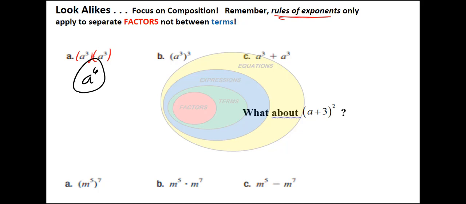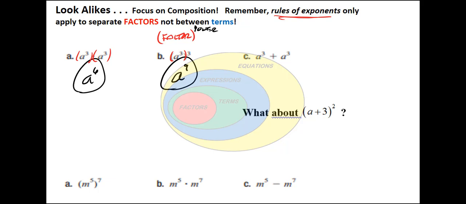The next problem, again, we look at the composition. This is one term, and if you notice the parentheses, we have this outside power. We have a factor to a power, basically one factor to a power. So we're able to multiply those exponents and rewrite it as a to the ninth power.